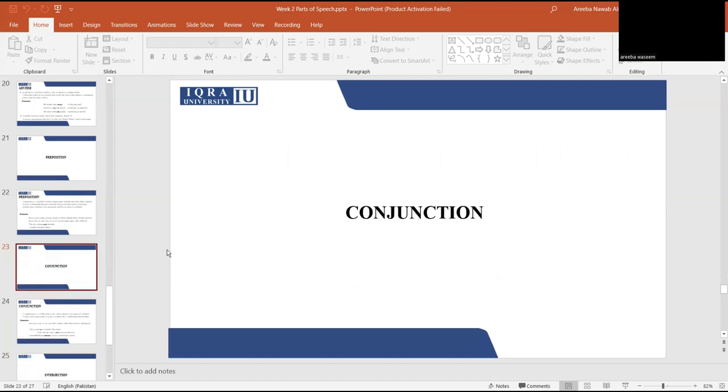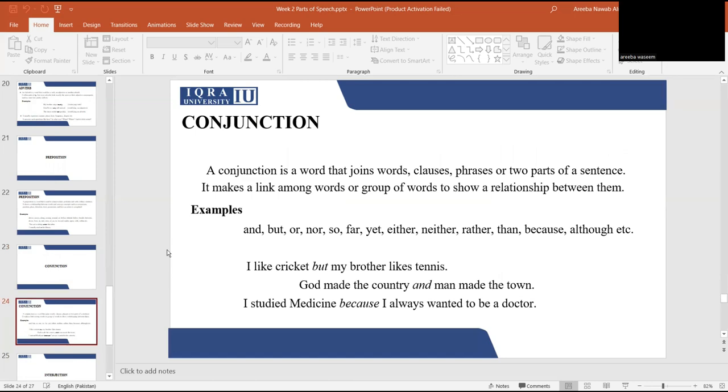Then there is conjunction. Conjunction is a word that joins words, clauses, phrases, or two parts of a sentence. It makes a link among words or groups of words to show a relationship between them. So a conjunction is a word that joins two parts of a sentence, right? It tells a relationship between them, like and, but, or, nor, so, for, yet.